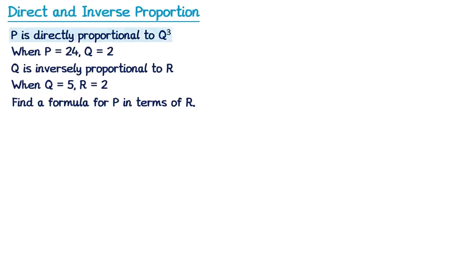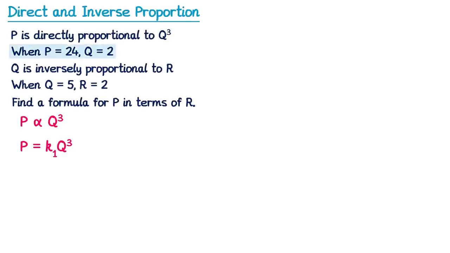So p is directly proportional to q to the power 3, so we could say that p is proportional to q to the power 3. This means there's some constant k, so p is equal to k1 times q to the power 3.